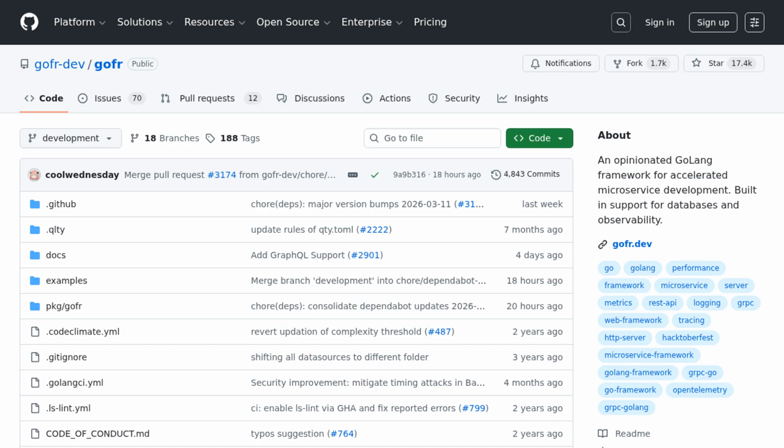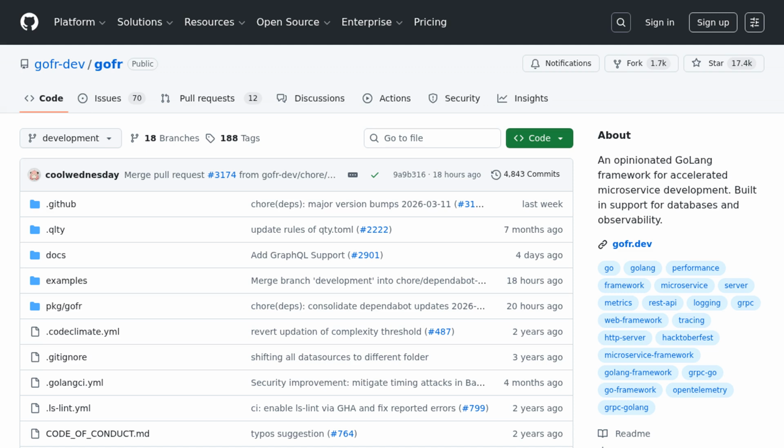In a world full of flexible, do-it-yourself tools, what happens when a framework makes most of the decisions for you? The Go project gofr is a bet on a simple idea. Convention over configuration is the fastest way to build solid microservices. And judging by its rapid climb up the GitHub charts, it seems a lot of developers agree.